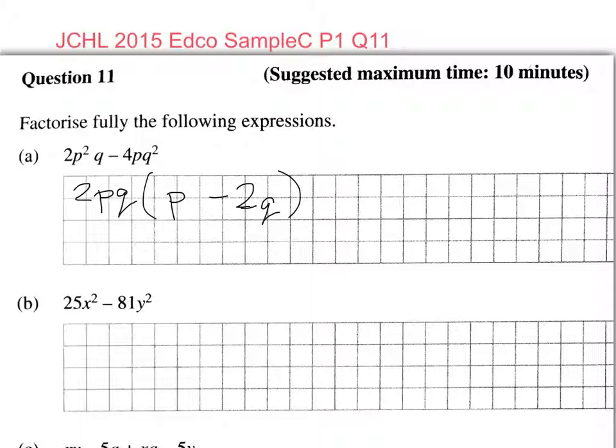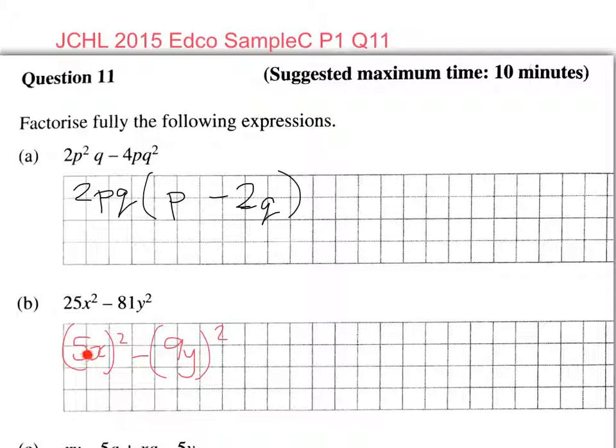So 25x squared, well, that is 5x all squared. And 81y squared, so it's 9y all squared. So what I'm finding here is what's the square root of 25x squared, and that goes inside a set of brackets which I then square. Likewise, 81y squared, what's the square root of 81y squared? Well, it's 9y, and so therefore I square it to get the 81y squared.